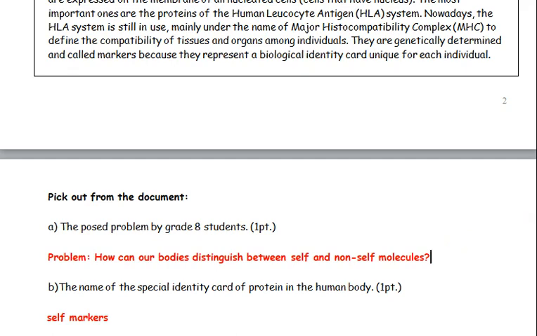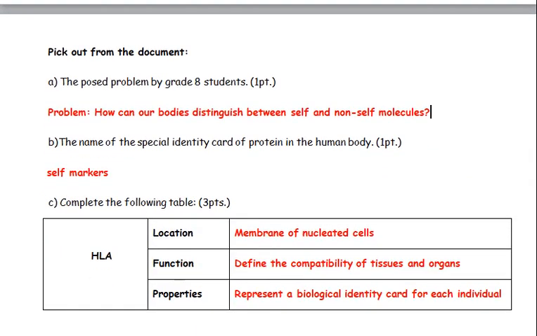What is the name of the special identity card of protein in the human body? Of course, it is the self markers or HLA system. Okay, you can write whatever you need. We have to complete the following table also from the text. Location: it is the membrane. They are located on the membrane of all nucleated cells. Function: they define the compatibility of tissues and organs. And the properties: they represent a biological identity card unique for each individual.